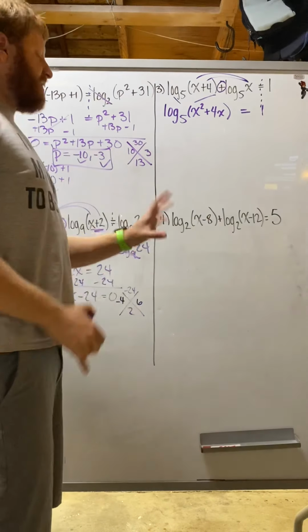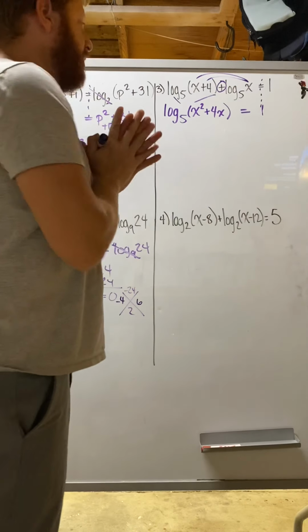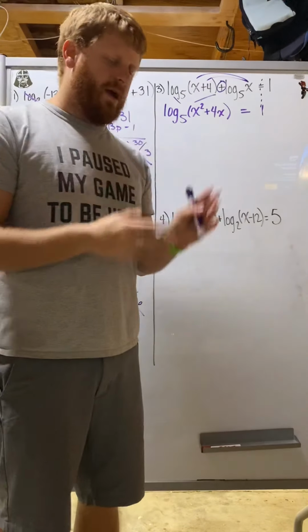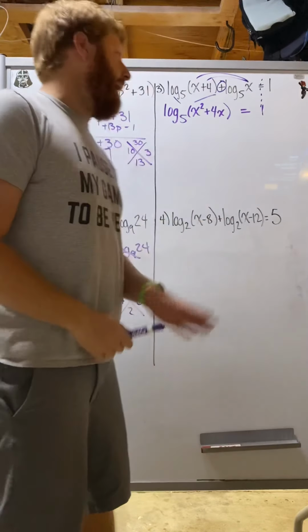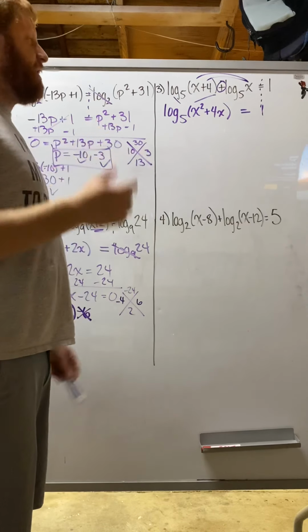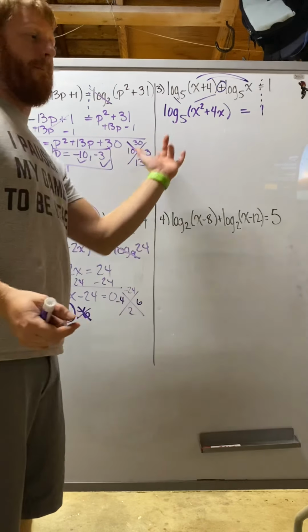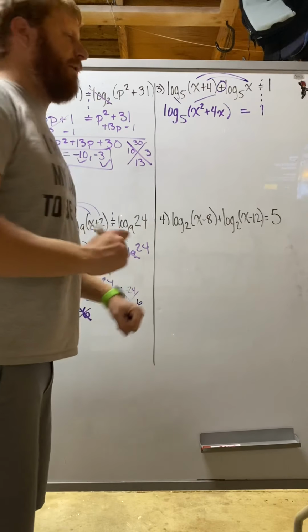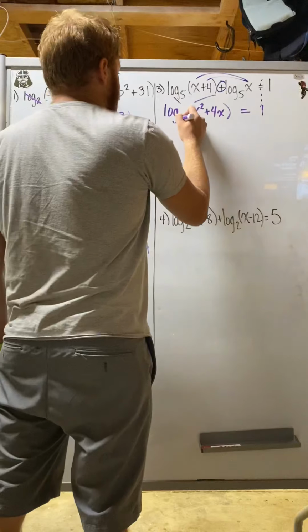There are no other logs for me to condense, so I'm on to step 2, which is, which case do I have? Is this a log equals a log, or a log equals a number? This is a log equals a number. So what do I do with it? I'm going to change it from log form and put it back into exponential form, okay? Well, what's exponential form? It says, what's your base? Your base is 5.